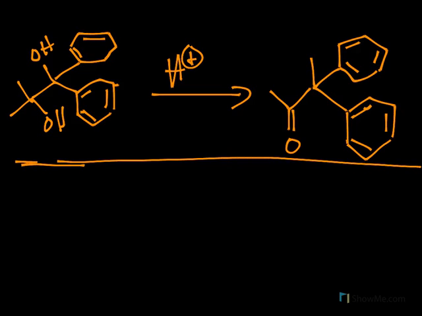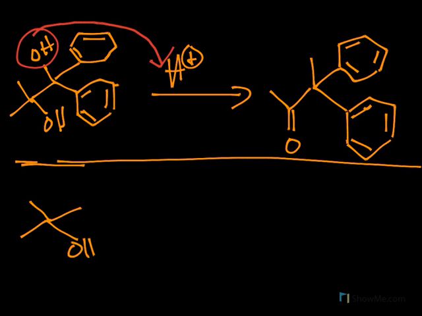So which hydroxyl group are we going to protonate here? The one that's going to lead us to our final product is this one right here. This is the one we have to protonate. That hydroxyl oxygen is going to pick up a proton, so that's where I'm going to start with this one. And so there's our protonation. There's our hydronium.